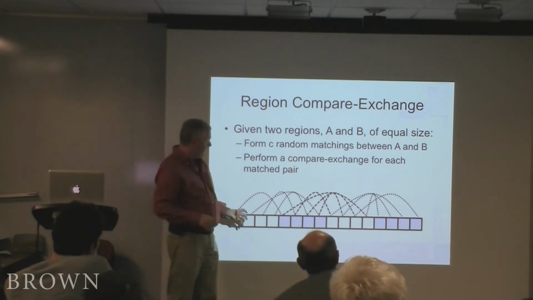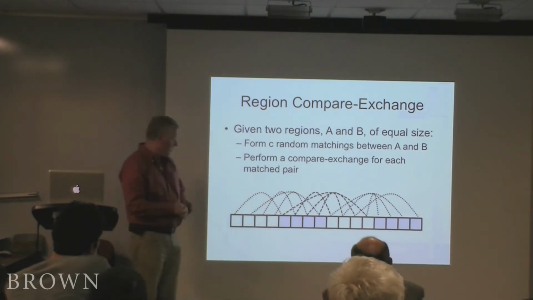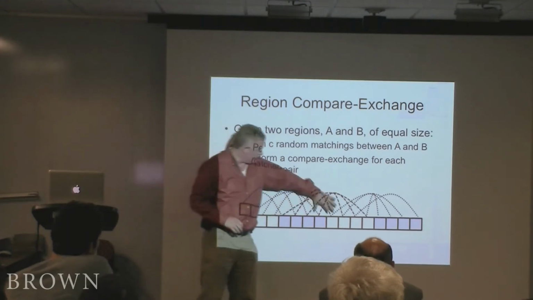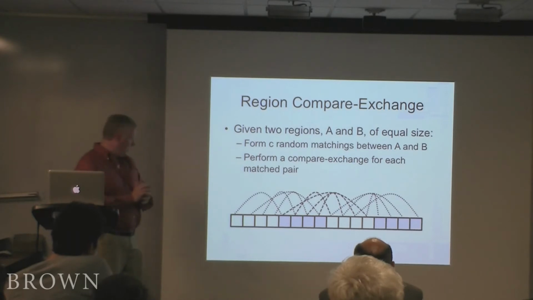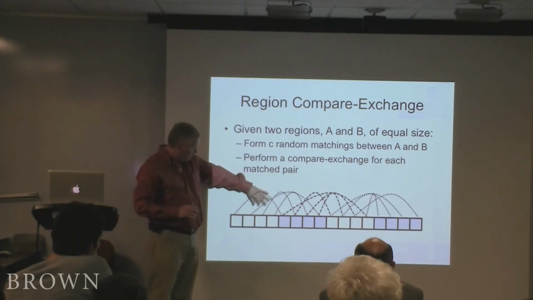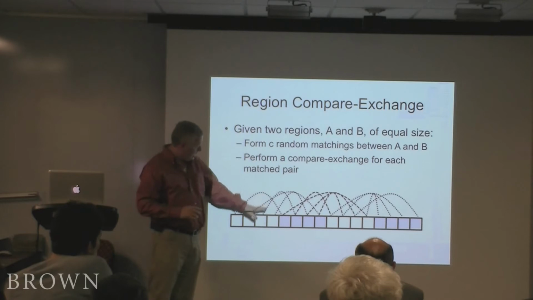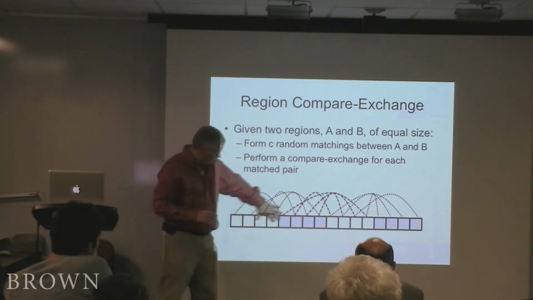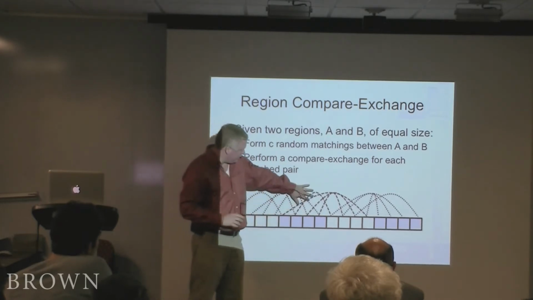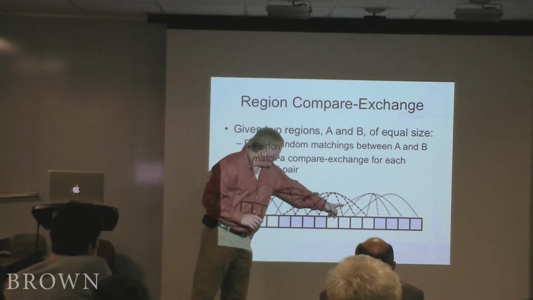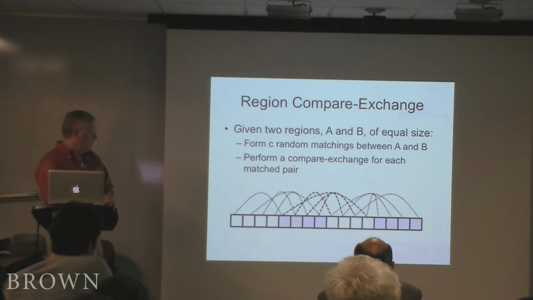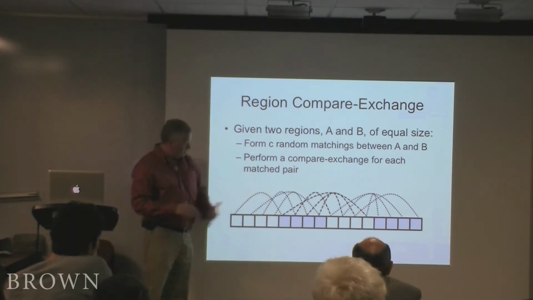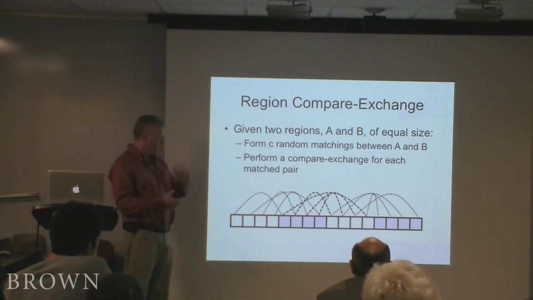Now, what I'm going to do instead is do a random matching between those two regions. Do a random matching between these two, a random matching between these two. And do compare exchanges across anything that was paired up with each other. So each of these lines is showing a compare exchange between this region and this region, and the dashed lines are between this one and this one, and then the dotted lines are between the last two. Those are where we do the compare exchanges now. Instead of doing the identities, we do this random matching.